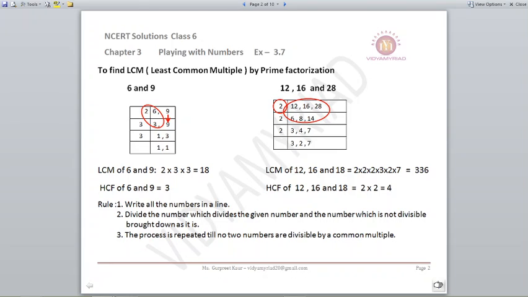Now what we used to do in the HCF was this type of table division separately for the numbers. Now I am going to teach you that we can do it together also to find the LCM, and it is a shortcut method. For example, I have 6 and 9. First understand, 6 is divisible by 2, and 9 is divisible by 3. Both are not divisible by the same number.